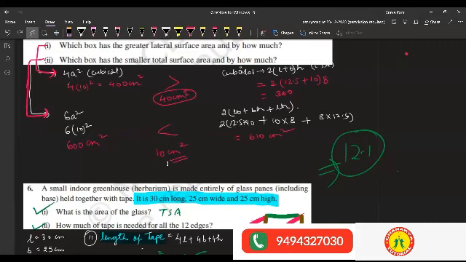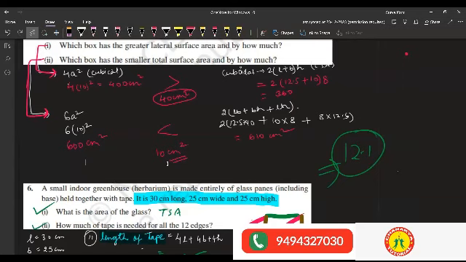Entirely glass, including the base, held together with tape. What is the area of glass? So total surface area we have to find. Obviously, this is the base, everything you should write.